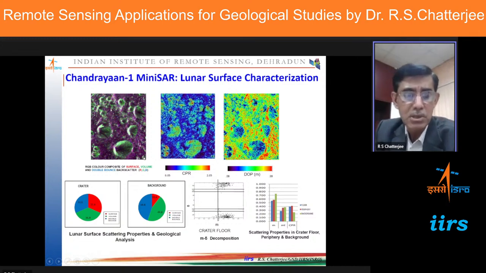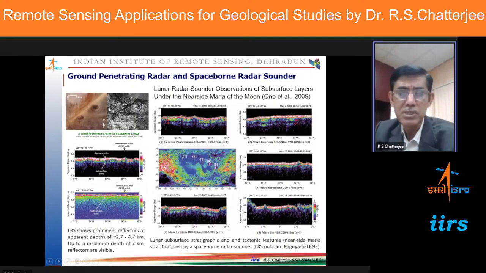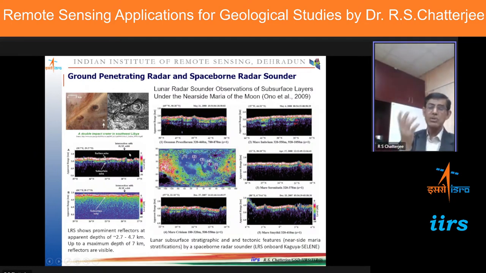What are the surface properties? What are the material properties? So this is what we can do. And not only the surface, but the subsurface is also possible using radar sounders, like the LRS onboard Kaguya Selene, the Japanese mission. It gives you information about the subsurface also, because radar can penetrate, depending on the wavelength, isn't it? So how the layering is underneath, and whether any geological structures or tectonic features are available. So all kinds of things one can do.